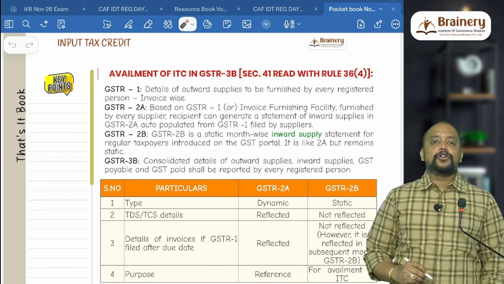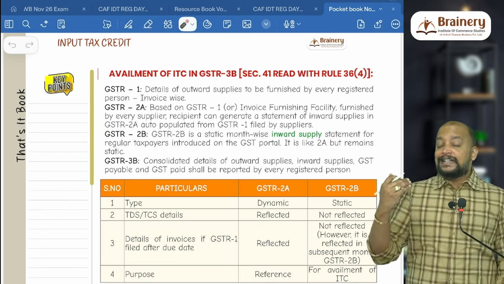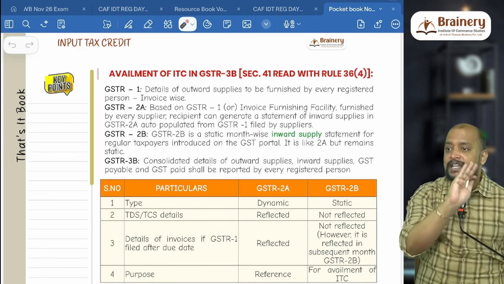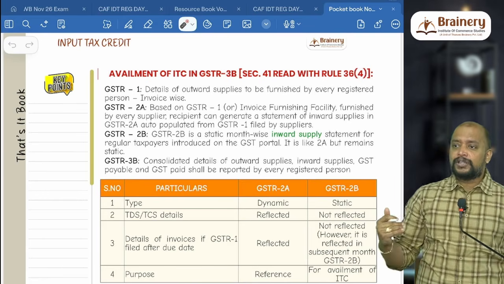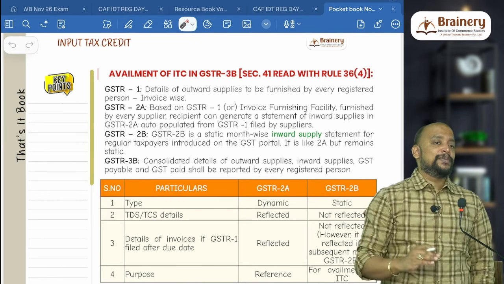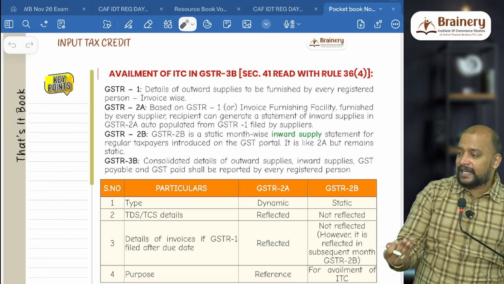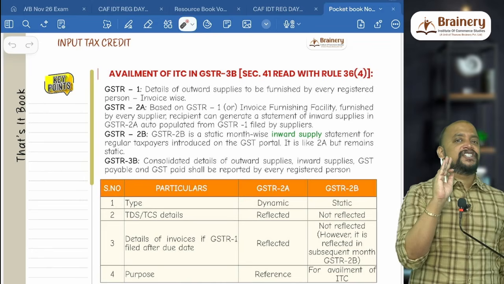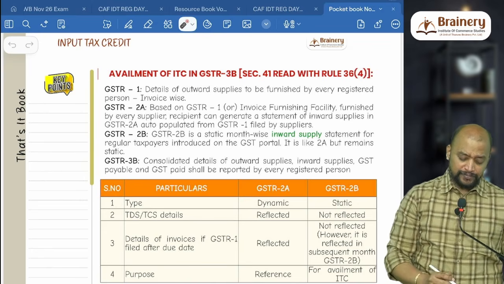GSTR 2A is an auto-populated statement that is given by the portal that contains the details of inward supplies based on the GSTR 1 which is filed by the due date. So GSTR 2A and 2B both are inward supply documents only, but the only difference is that 2A is dynamic, it will keep on updating, but 2B is static. Only that information which is filed by the supplier in GSTR 1 by the due date will be reflected.